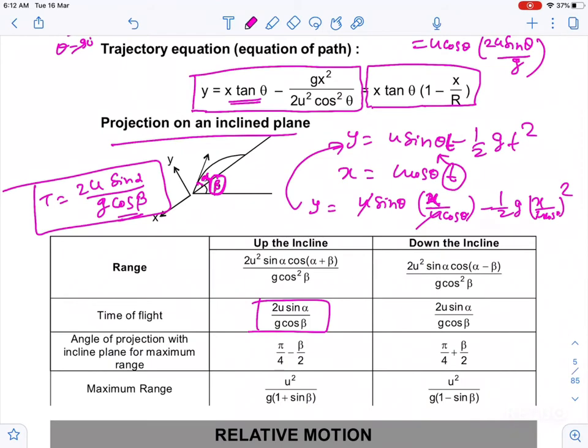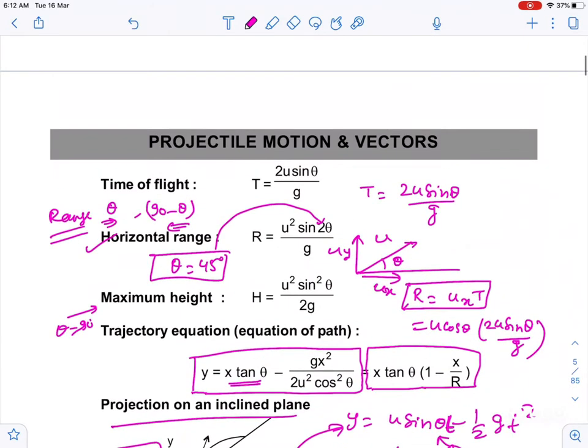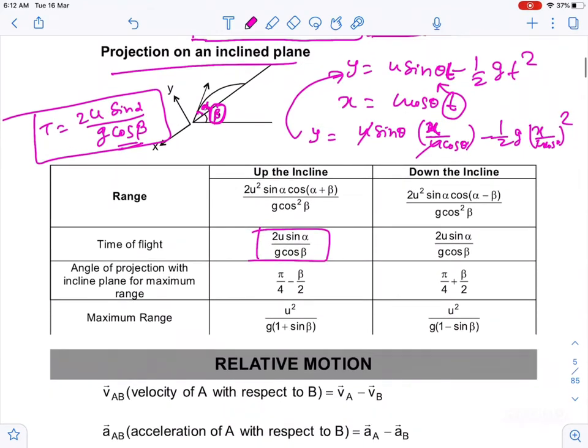Maximum height, you can also write by the same formula, and here you write cos beta. Like I'll show you. Maximum height can be written as, I'm writing here, u square sin square alpha by 2g cos beta. This is the formula of H maximum, guys.